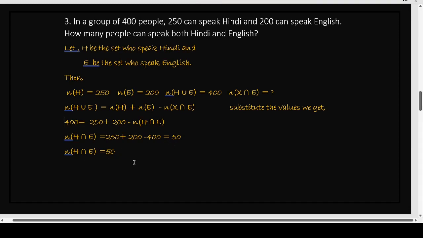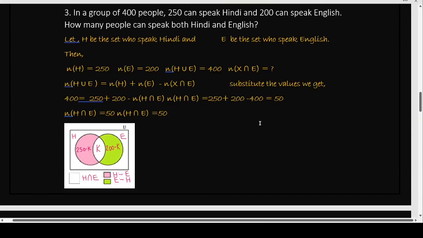This is 50. I want to show you the Venn diagram in this. You will fully appreciate the use of the Venn diagram with this. I have made some adjustments to bring everything in one page. So this Venn diagram explains this pictorially. See, H is the people who speak Hindi, and the people who speak both languages, Hindi and English, is the intersection. Correct. So let it be K.